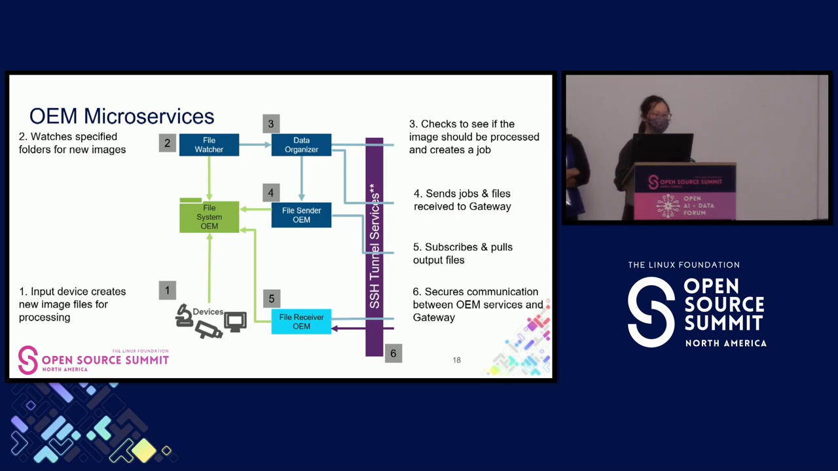Number four, our file sender OEM, that's what's going to send our job and the input file to our gateway side so that the file can be inferenced locally on that system. Number five is our file receiver OEM, and that's what's going to help pull our files back to the OEM side, any of those results and the output files, so that they live locally on that OEM system. Number six is how we're going to secure our communication between our OEM and our gateway services, and that's using an SSH tunnel.